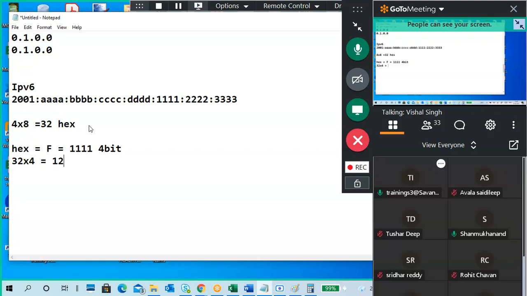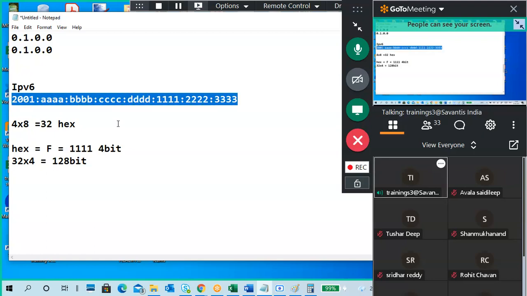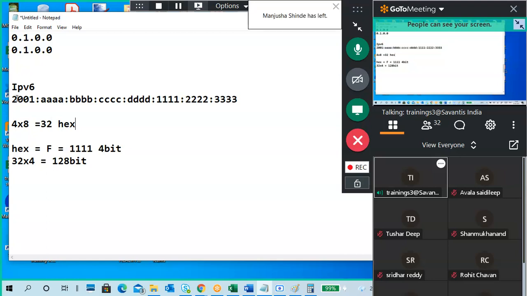128. So completed, right? Yes. So we are representing IPv6 in hexa numbers. It means each digit is in hexadecimal only. In this place, or this place, or this place, the range is 0 to F only, not more than that. And each block has 4 hexadecimal digits to avoid confusion.